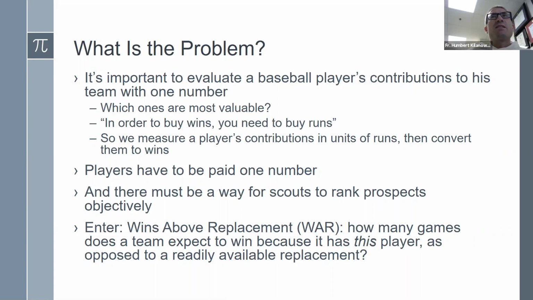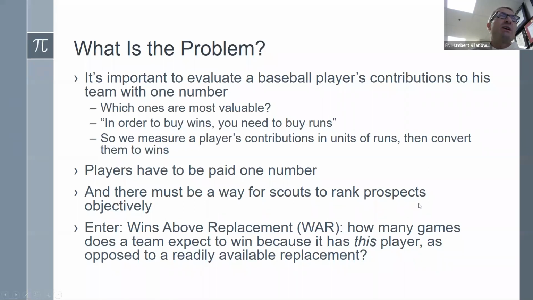But also, if you're looking at the college level, there has to be a way for scouts to rank and evaluate prospects objectively, to see who are the best players at each position. So we need one number that comes up that summarizes all of the players' contributions to the team. And one way we would do this is by measuring the contributions in units of wins. So wins above replacement. How many games does a team expect to win because it has this player on the team, as opposed to a readily available replacement?